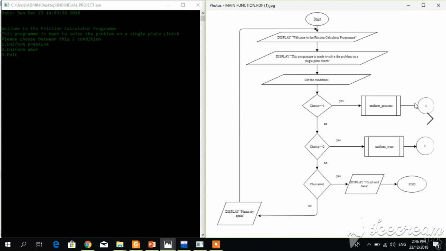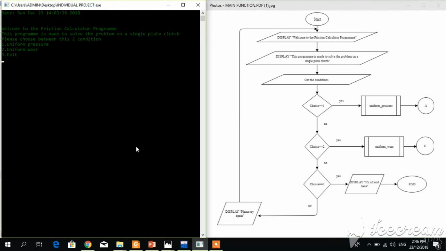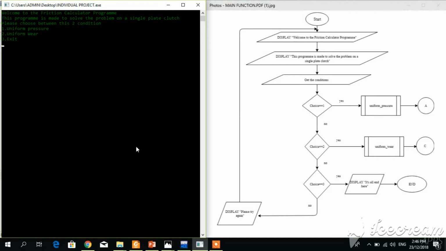This is the connector for the next flowchart. You choose two, here you go to the uniform wear function. This is the connector of the uniform wear function, and choose 3. It will display solve, and the system will end. And if you choose other than these 3 options, it will say please try again. Let's try to put number 4. Right, there it is, it asks again, and then we put number 3. It all ends here.